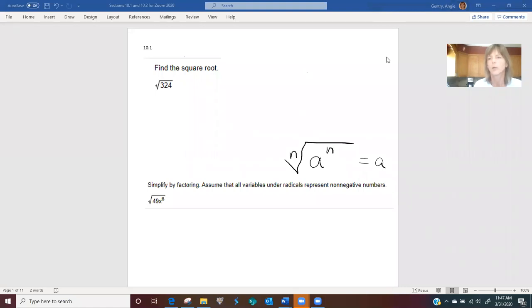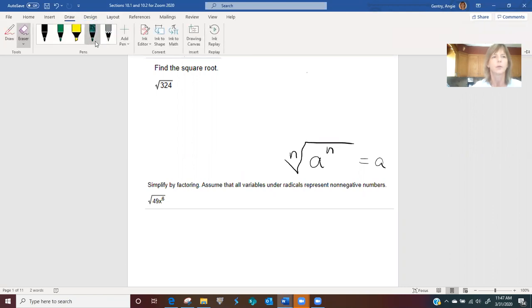Yes, hello. I'm going to try to cover a little bit of chapter 10 in this video. 10.1 and 10.2, I usually teach them at the same time because this is really the same thing. It just builds upon this rule, but the nth root, this is called an index.